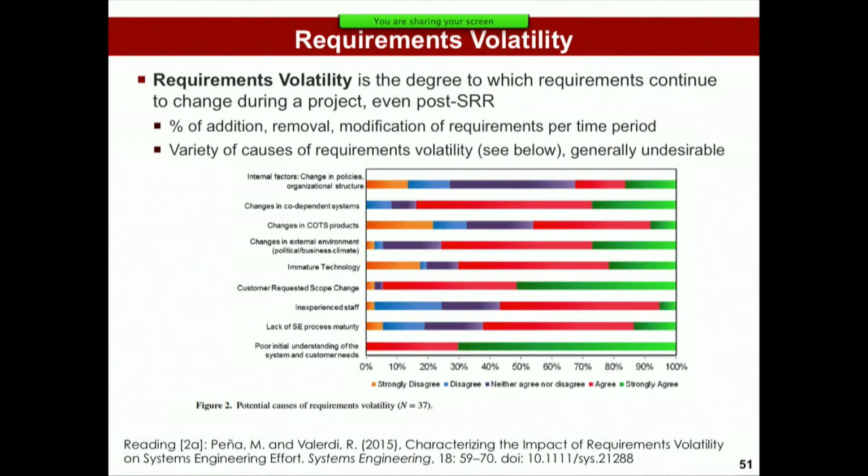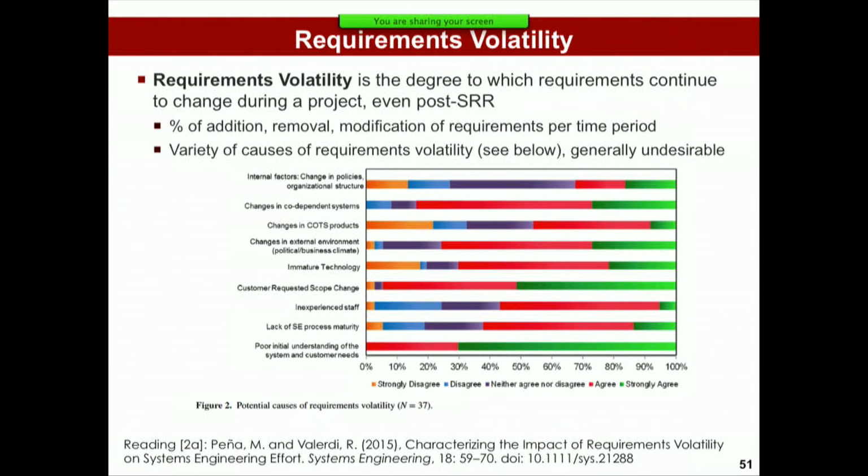This is about requirements volatility. Just because you pass the SRR doesn't mean that the requirements are completely frozen. First of all, you don't have a lot of the lower level requirements yet, right? Those are going to be added post-SRR. And even some of the, you pointed out, some of you, the requirements creep and these things. So this second reading is about requirements volatility, which you can actually quantify.